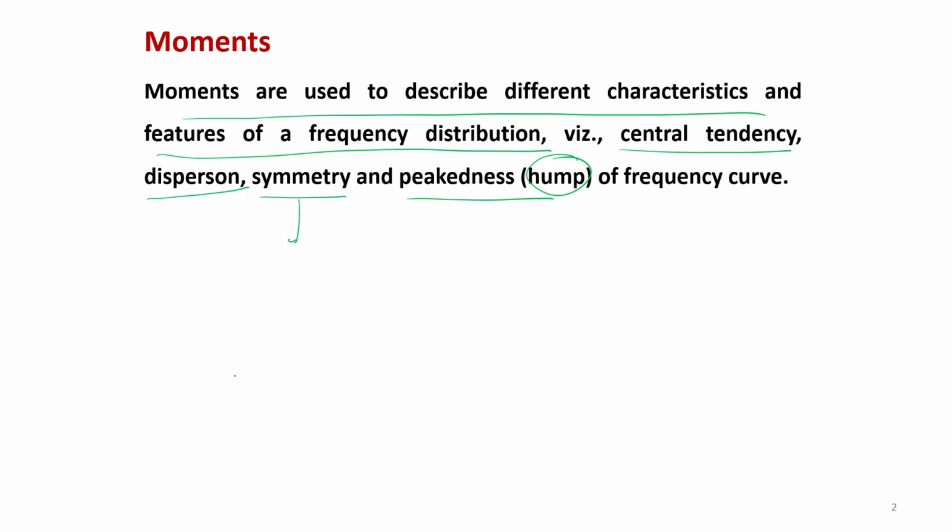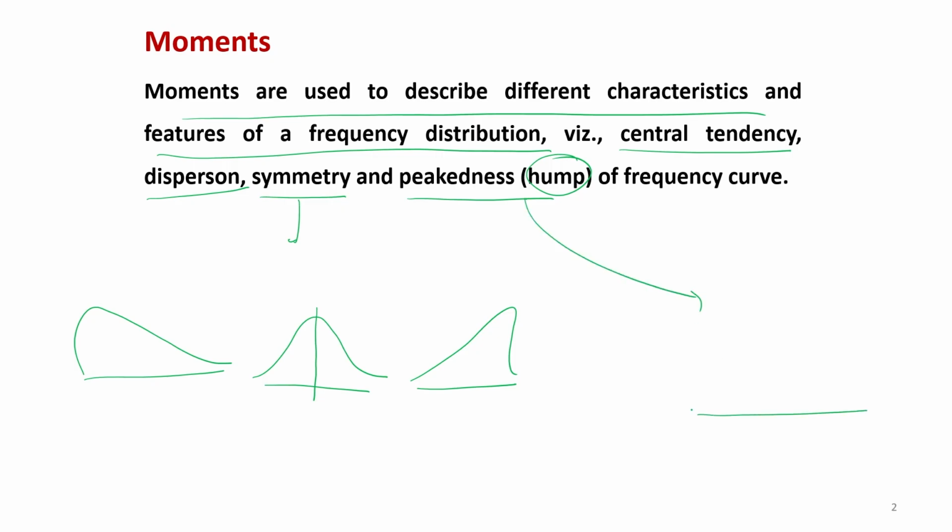Symmetry means whether the curve is like this one or this one or this one. That means the data is concentrated either equally on both sides of the central value, or it is skewed. And similarly, peakedness is about the hump of the curve, whether the hump of the curve is here or more than this or less than this. So these are the different statistical properties or features of the density curve which help us in getting some more information about the data.